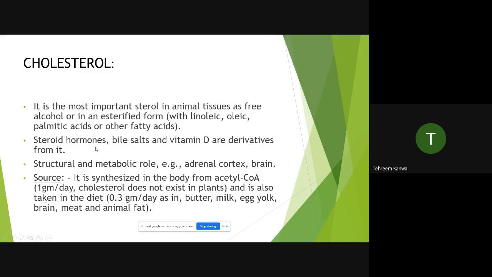Cholesterol basically has three major functions. One, it helps in the synthesis of steroid hormones. Second, it helps in the formation of bile salts. Third is the formation of vitamin D. Vitamin D also has the steroid ring in it.